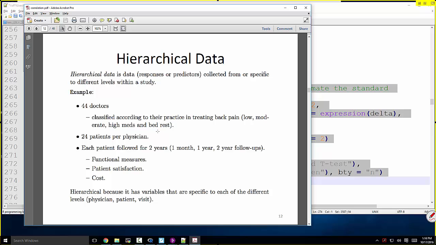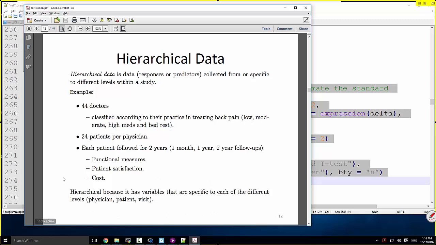For each physician type, we have some number of patients. Each physician gets some number of patients, but the physicians themselves are organized into these little groups. And then each patient is followed and measured multiple times. 1 month after the start of the study, 1 year, and then 2 years. So, in terms of statistical lingo, these are hierarchical data.